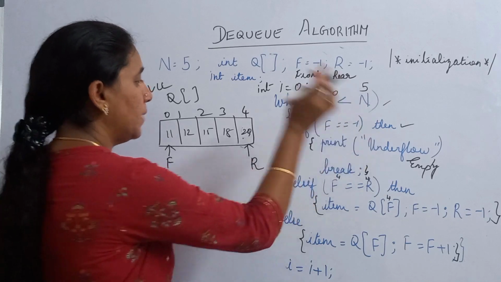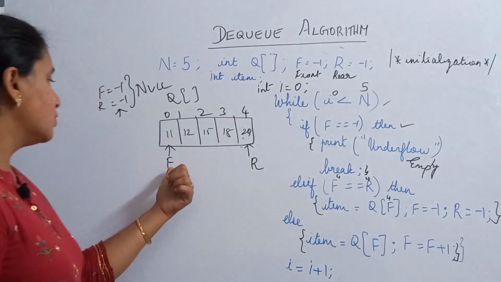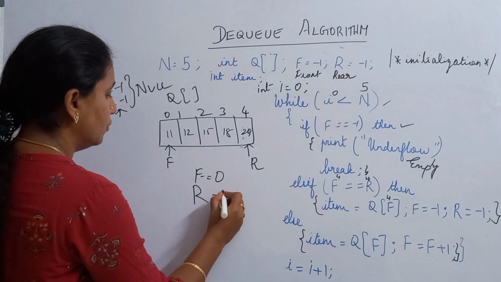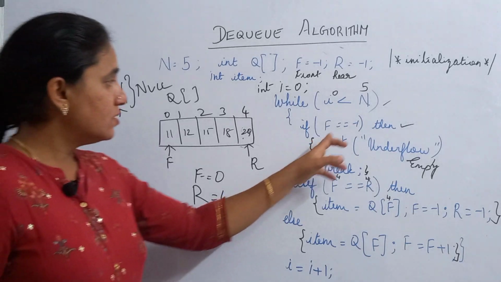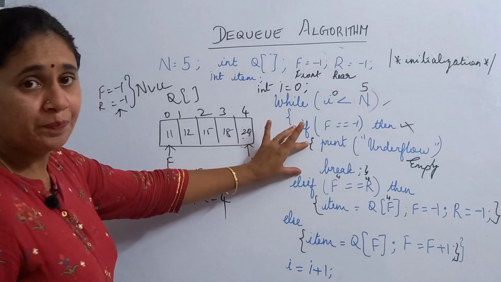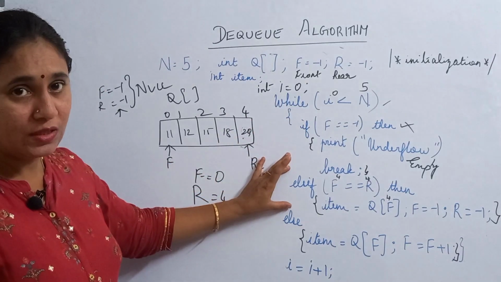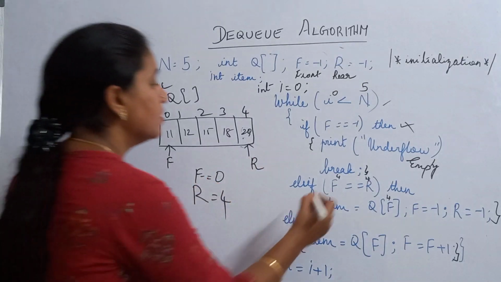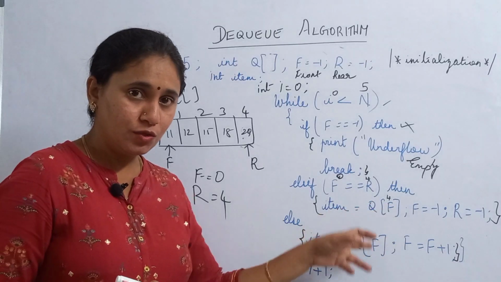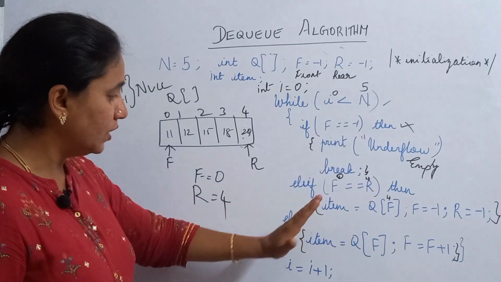If f is equal to -1, now tell me is this condition true or false here? Now f is equal to 0 and r is equal to 4, isn't it? So is this condition true? No, false. So it is going to come out. Now it will go for the else if block. If you check the else if block, f value is 0, r value is 4. Is this condition true? This is not true, so this will not execute and it is going to come out.